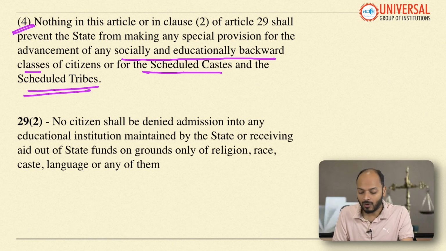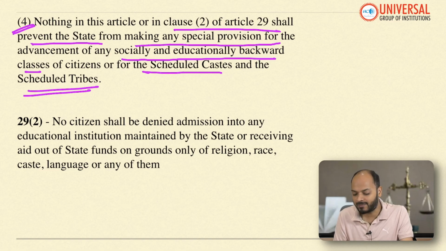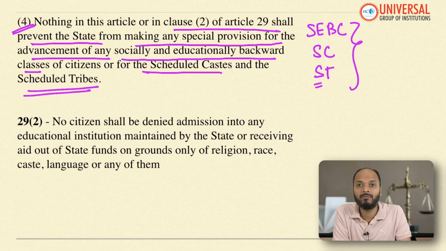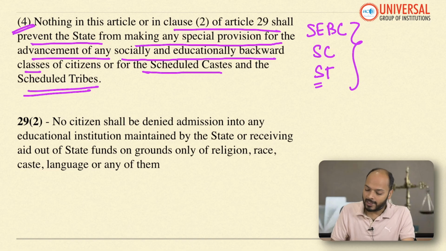Nothing in this article or clause 2 of Article 29 shall prevent the state from making any special provision for the advancement of either SEBCs, socially and educationally backward classes, or SCs or STs, right? For these classes of people also, the state can make special laws to advance these sections of society. So I hope it is clear.